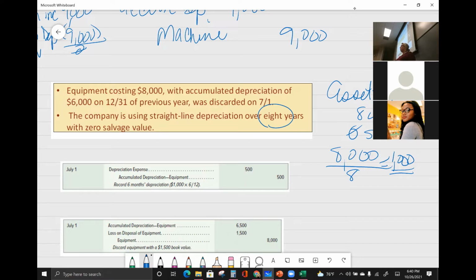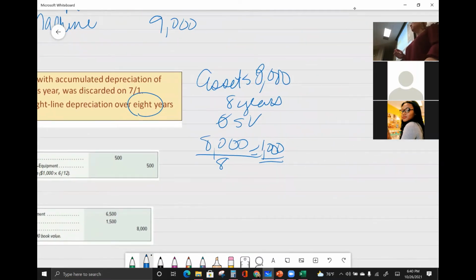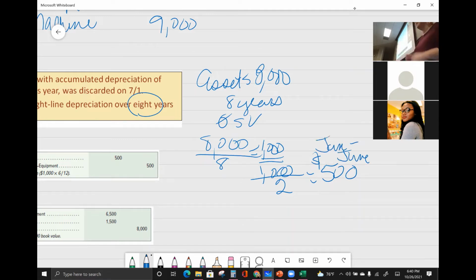So I need to figure out what do I need to depreciate to get me up to where I need to be when I sell it. So I have half a year, 6 months. What was it per year? 1,000. So since I'm doing half of that, I'm just going to divide it by 2 to come up with 500. So this is going to be January through June. But I have to record the expense before I can remove it because I've had it for 6 months. I'm not discarding it until 7/1.